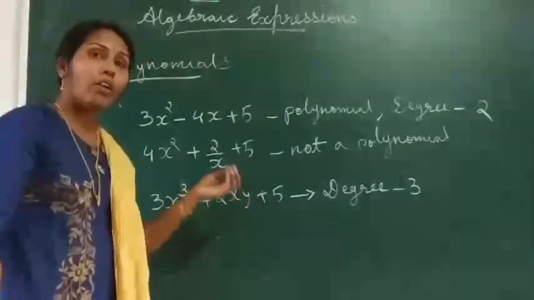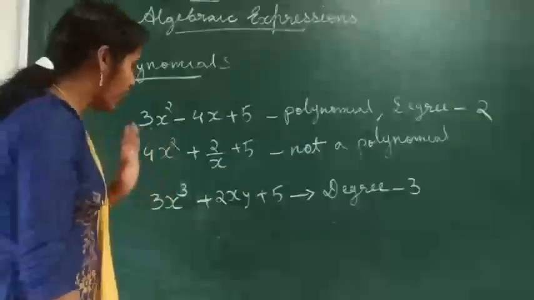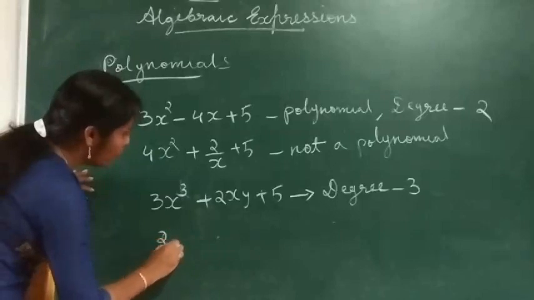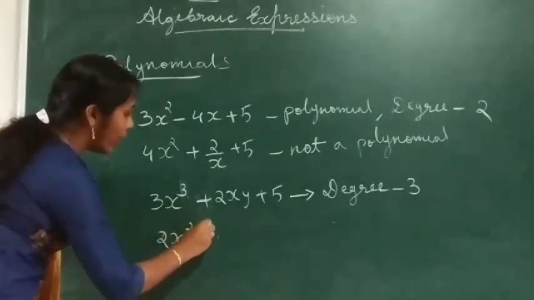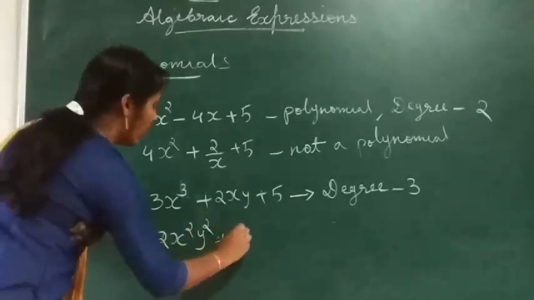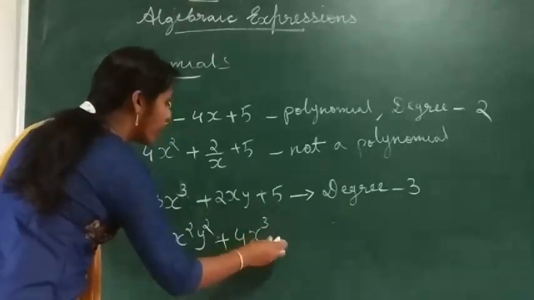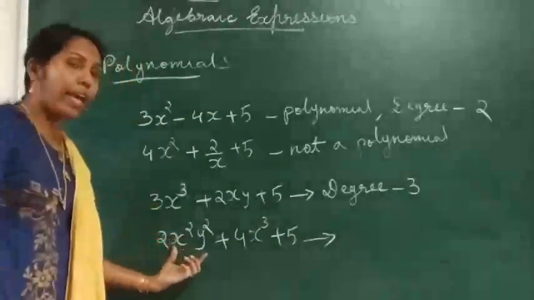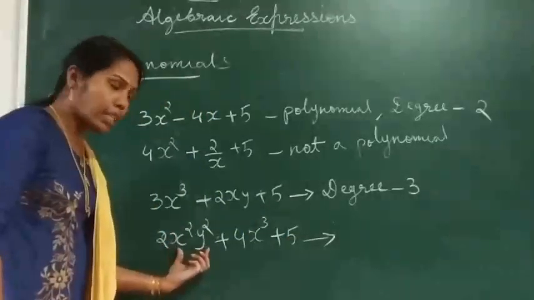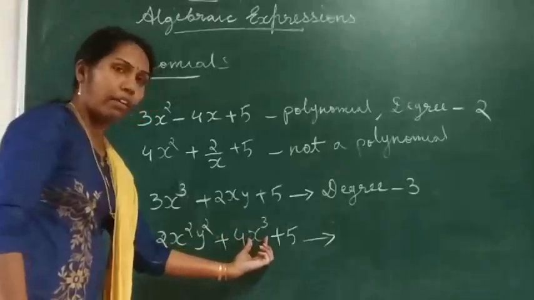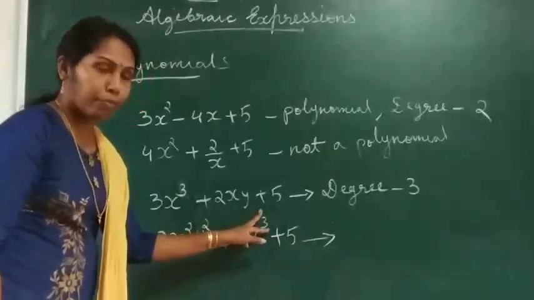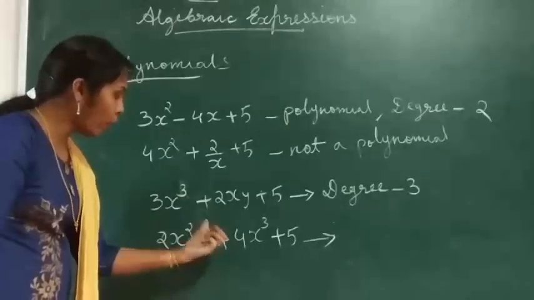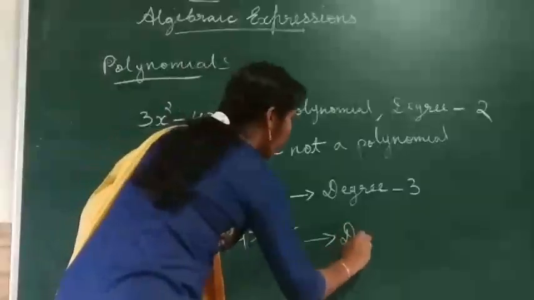Now when we find the degree of a polynomial, if there are more variables in a particular term, we have to add the powers of all those variables. For example, if we have the polynomial 2x square y square plus 4x cube plus 5, here we have x square y square with 2 variables in this term, and here we have only 1 variable. Here the total power is 3. But here the total power of both of these variables is 2 plus 2, that is 4. Therefore, the degree of this polynomial is 4.